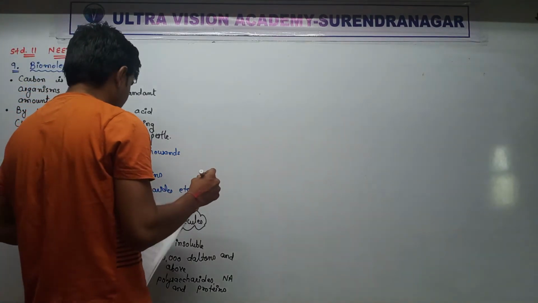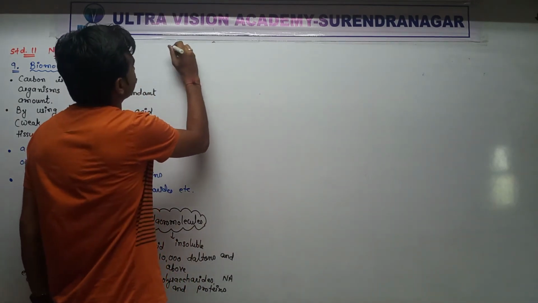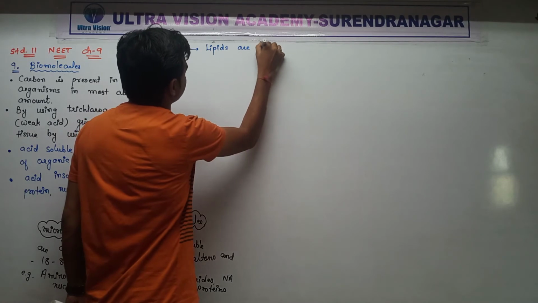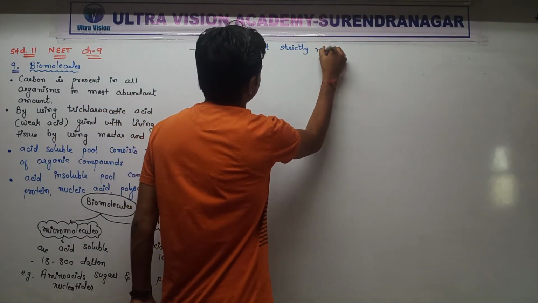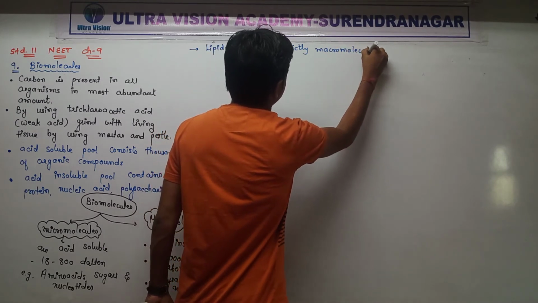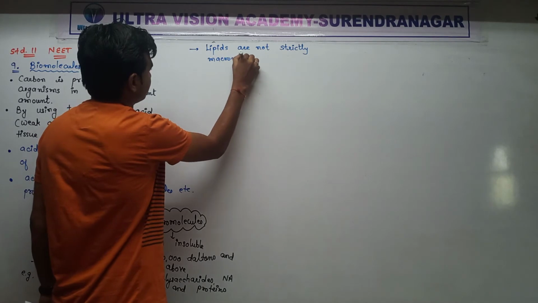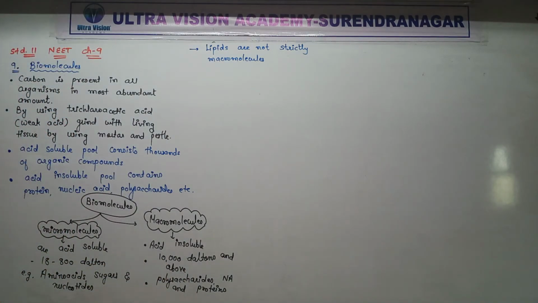So lipids are not macromolecules, because their molecular weight does not exceed 1000 Dalton, but they come under the macromolecular fraction because the assembly consists of more than 10,000 Dalton molecular mass.